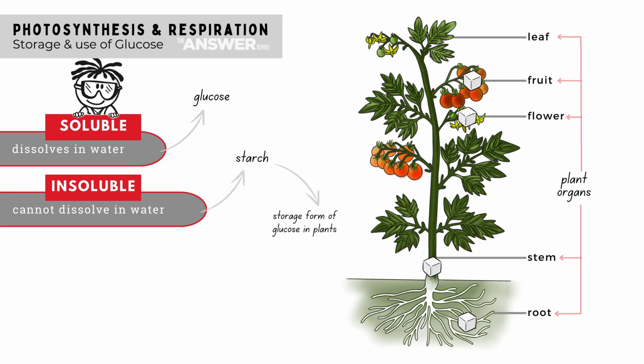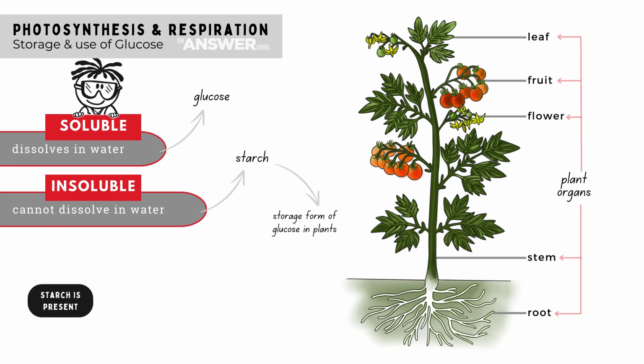Starch is a larger, stable, and insoluble molecule made up of many glucose molecules, and therefore it is the storage form of glucose in plants. When plants need glucose, it can break down the starch to produce the glucose. Extra glucose can be stored as starch in the plant until it's needed.